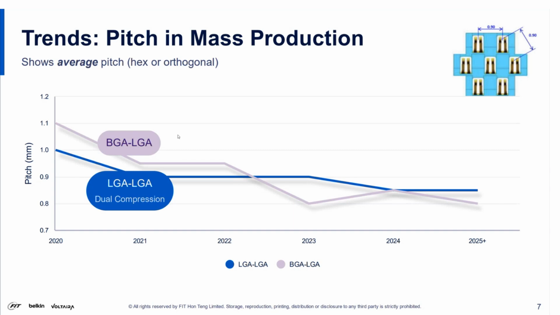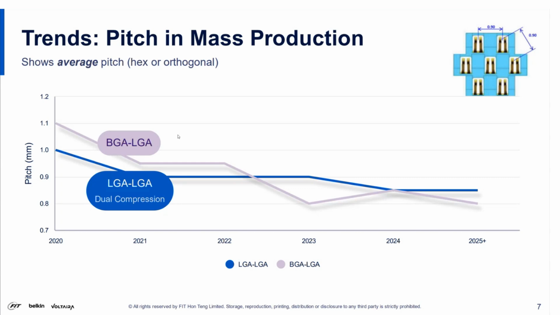Since 2020, we saw the pitch above 1 millimeter, but you can see as the trend goes over the past 5 years, there's been a big trend to try to get that pitch down even lower. Right now, the most common pitch is around the 0.9 millimeter in mass production, but we're seeing that trend go even further. The other blue line is the LGA to LGA.